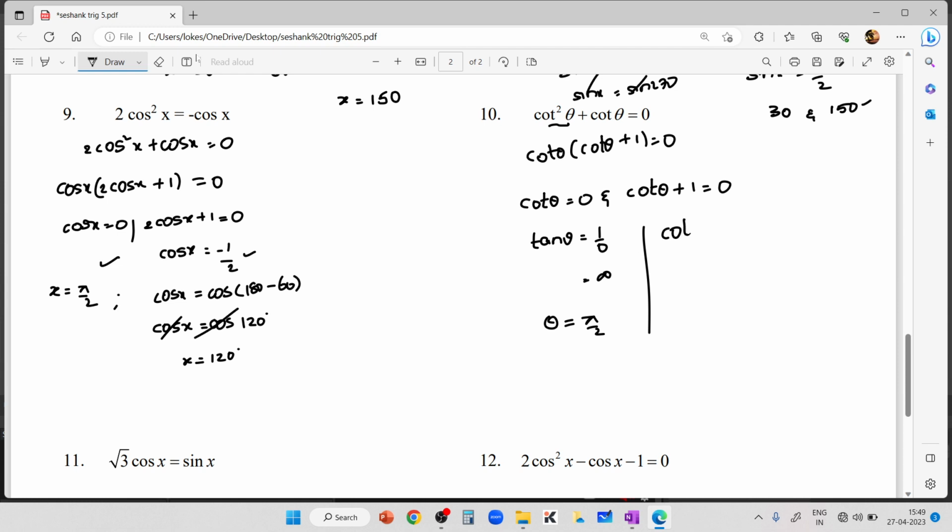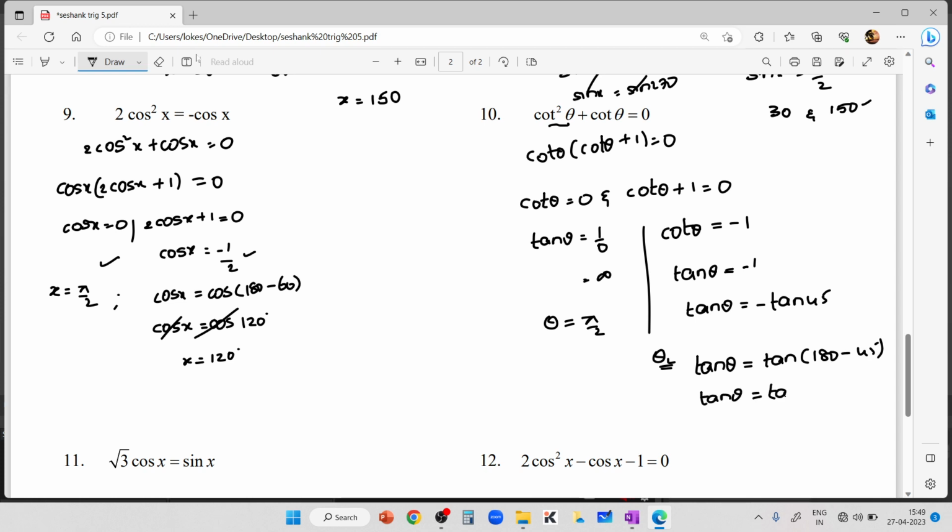And cot theta plus 1 is equal to 0. That means cot theta is equal to minus 1, and tan theta is equal to the reciprocal of that, 1 by minus 1, which is also minus 1. And if tan theta is equal to minus 1, that means tan theta is equal to minus tan 45. And tan theta is negative in two quadrants, the second quadrant and also the fourth quadrant. So let me solve the second quadrant value. That will become tan 180 minus 45. So tan theta is equal to tan 135. So theta is equal to 135, which is nothing but 3 pi by 4.